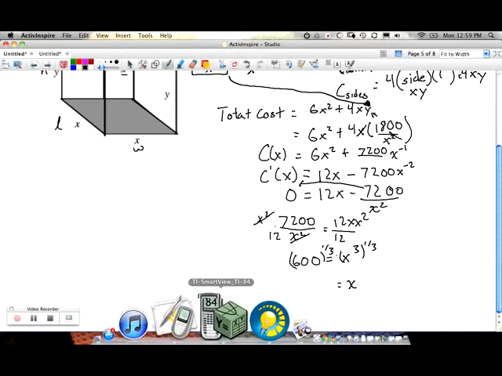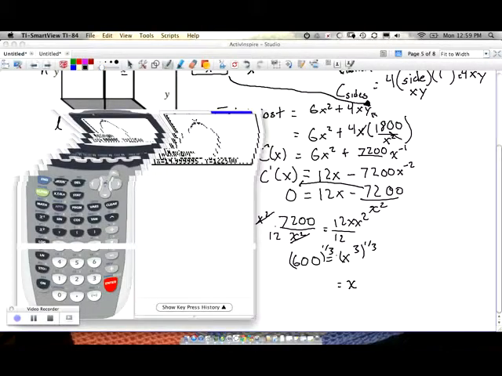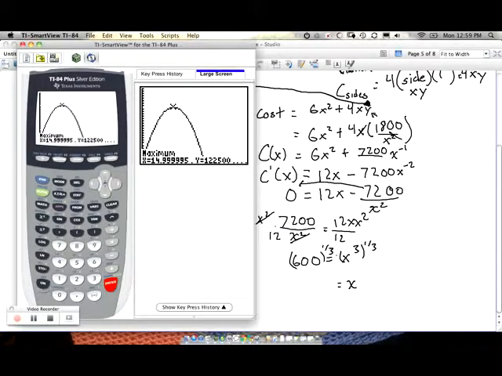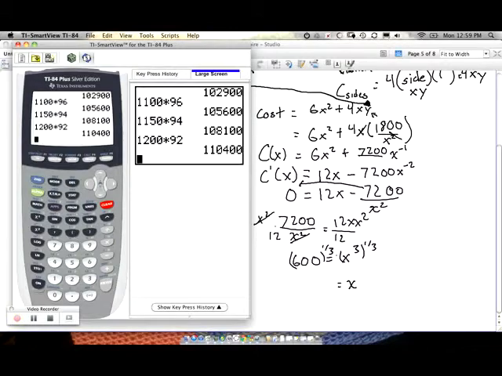What would that actually be? Let's see if we can figure it out or calculate it here. Clear. So we got 600 to the 1/3 power.